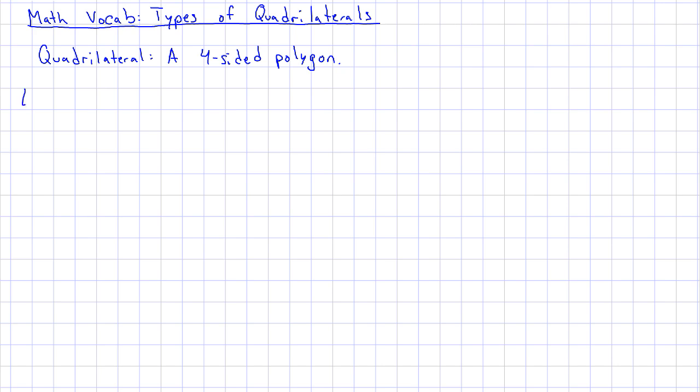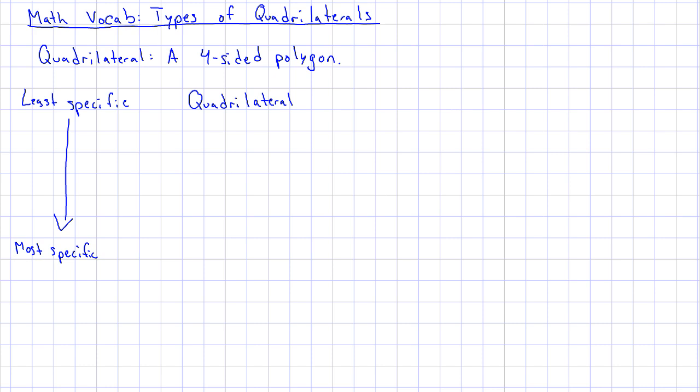So from least specific to most specific, let's consider the different types of quadrilaterals because we have a lot of special names we use, right? So the least specific is the quadrilateral, which I've already defined up here. And it just means that it is a four-sided polygon. So it is an enclosed area. It can't have any open zones. It's enclosed and there are four sides.